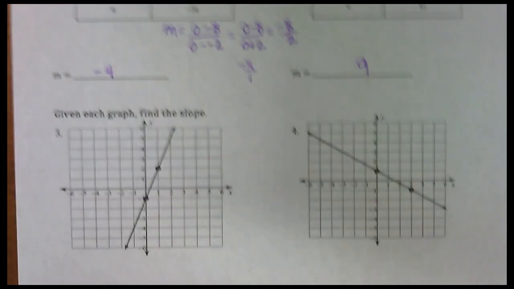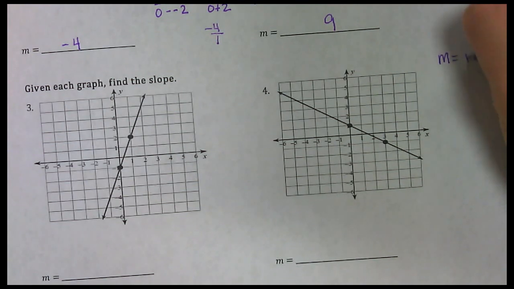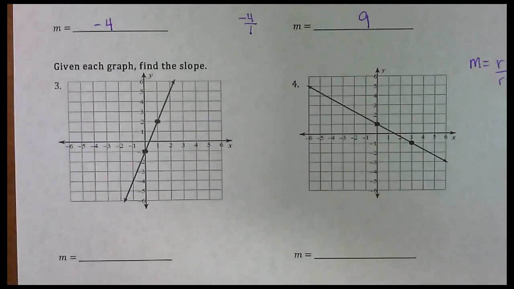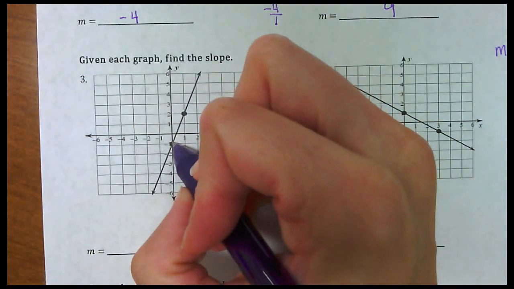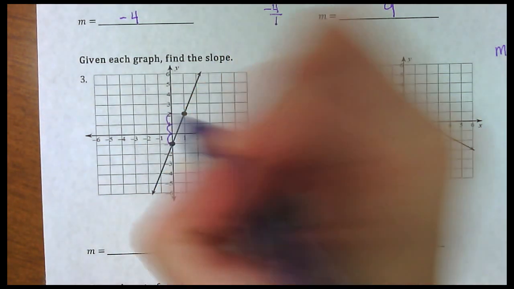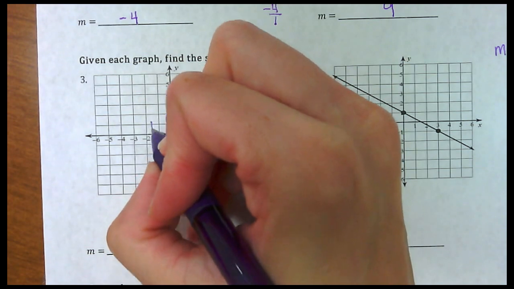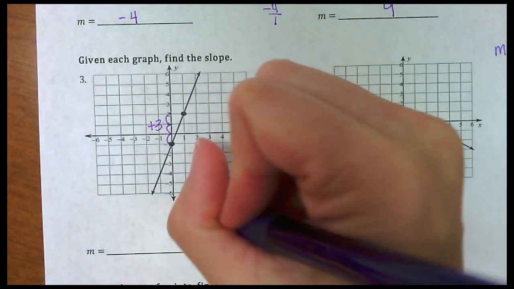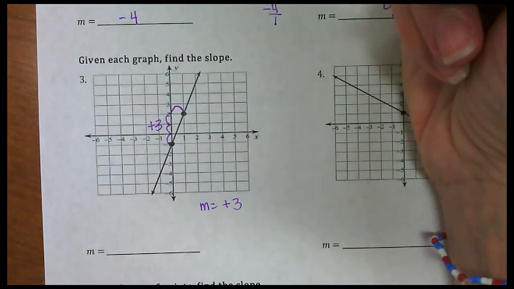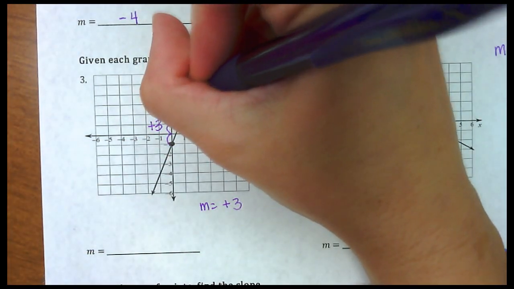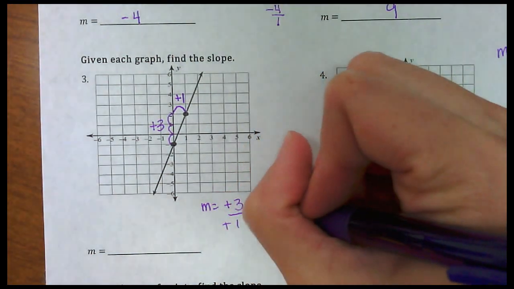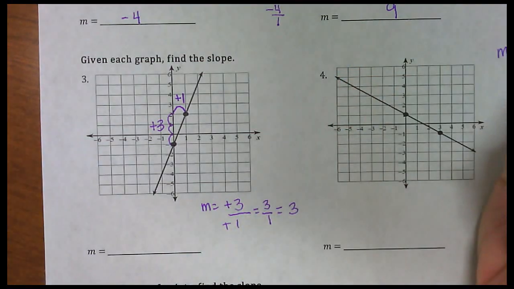When you have slope on a graph, slope is equal to rise over run. You want to go from left to right. So this point's on the left. I do my rise. How much do I go up or down? I went up, so that's a positive 3. I run. That's my horizontal change to the right. That's a positive direction, so it's positive 1. Positive 3 over positive 1 simplifies to just 3.